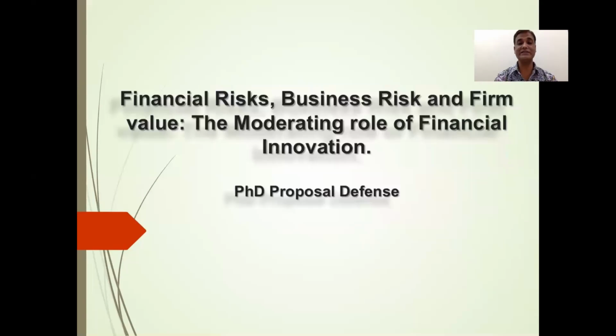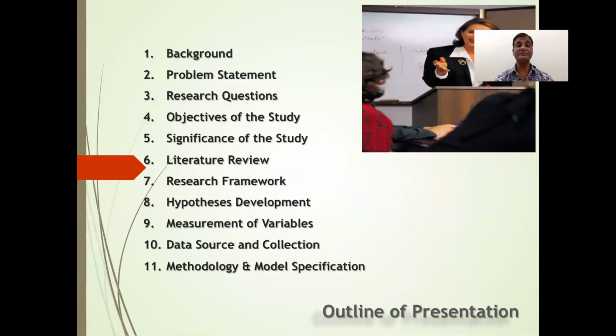Let me proceed to another sample. This is a study done on the farm value. This student looked at financial and business risks and their effects on farm value. And again, this student's contribution is on the moderating variable of financial innovation. If you look at the presentation slide, this student has a bit different slide. He has a literature review section, and at the end, he has his methodology and his model specification.